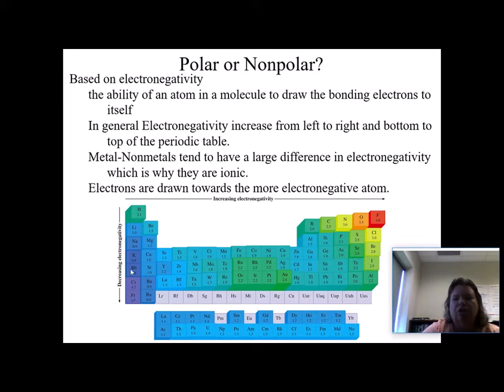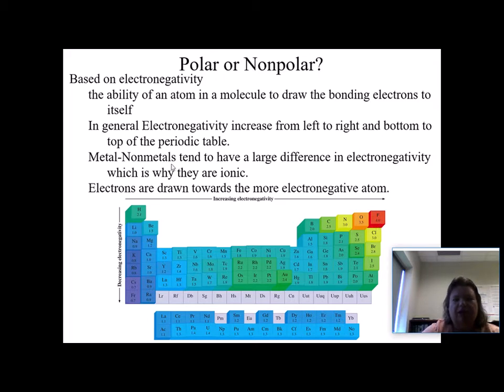Okay, so you'll notice that this basically follows the same thing as atomic size. Now, of course, the noble gases are not shown on this because the noble gases neither want to gain an electron nor do they want to give up an electron. So they're not shown on here. So fluorine is the most electronegative element that exists.